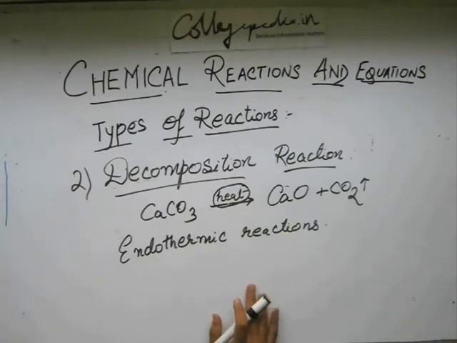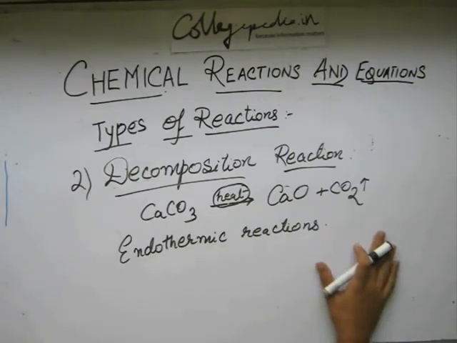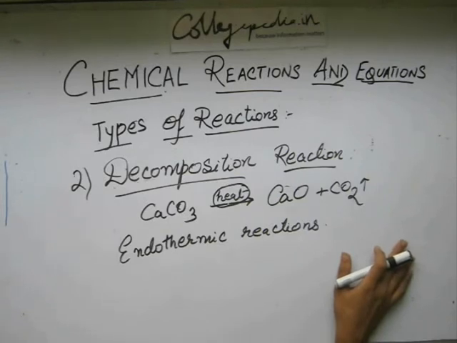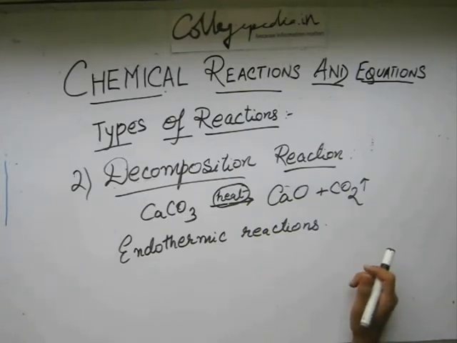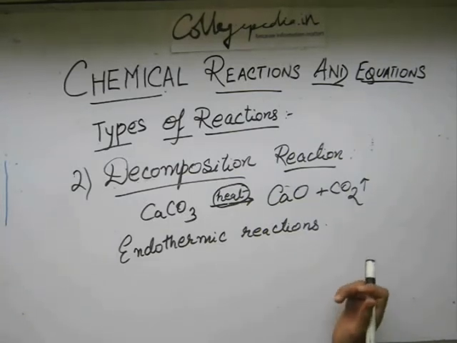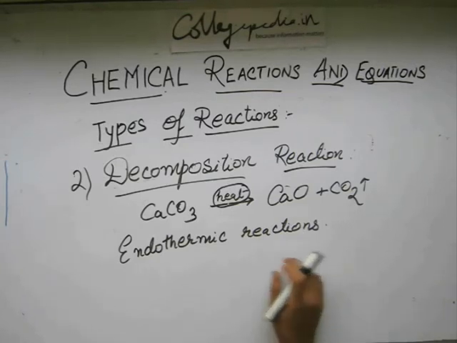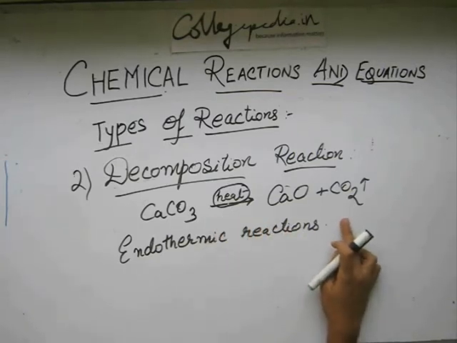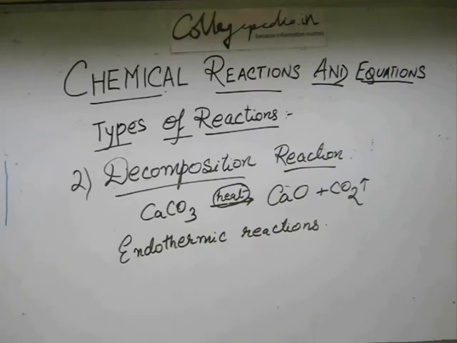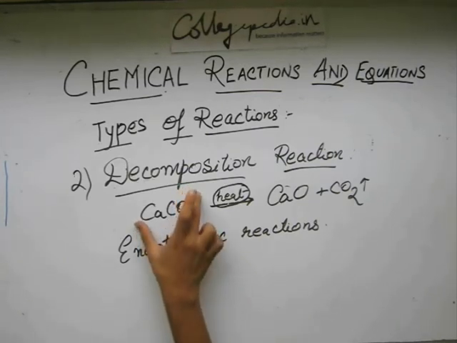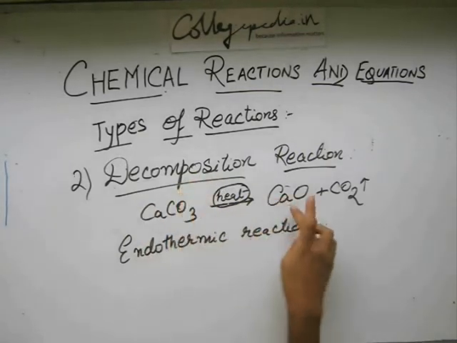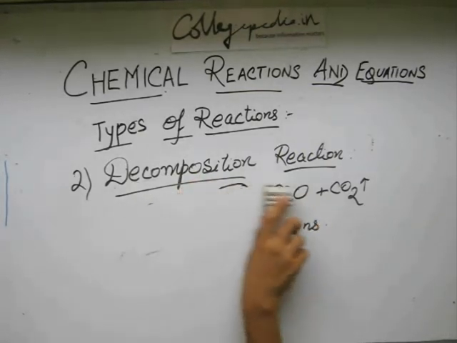So if they ask you differences between endothermic and exothermic, just give this difference and then give one example of each. In exothermic, you already have one or two examples. In endothermic, you will have this. So in this, there is one single reactant breaking down into two products. So it's a decomposition reaction.